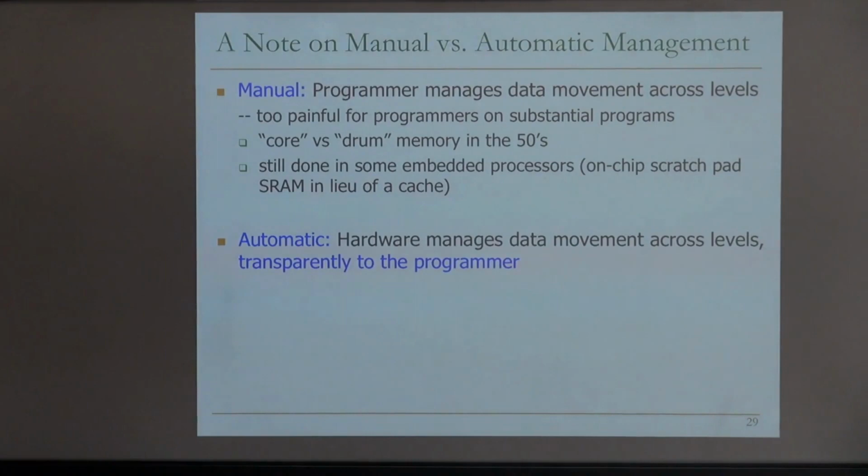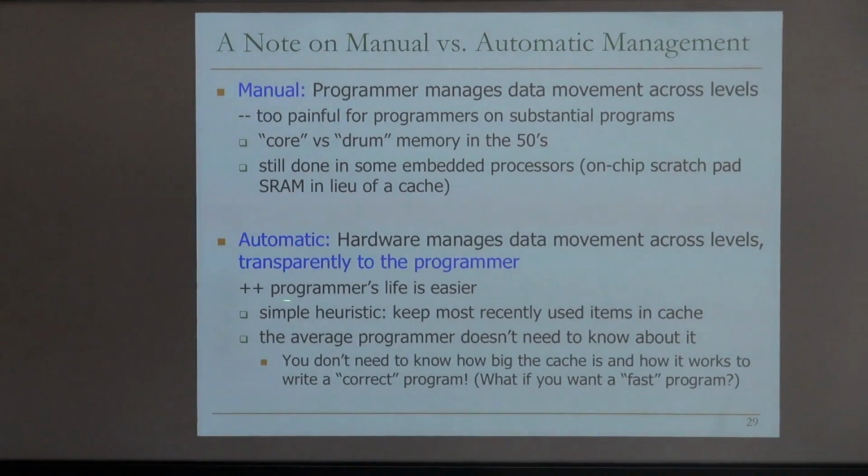Automatic management, of course, this is the classic microarchitecture-programmer trade-off again. The hardware manages the data movement across the levels transparently to the programmer such that the programmer doesn't need to do anything, right? Clearly, the programmer's life is easier, and usually simple heuristics work, but people find out very quickly that they don't work very well. For example, keeping the most recently used items in the cache, called the LRU, least recently used policy, is a very commonly used policy. It's good, but not good enough. There are many workloads that don't follow that pattern, for example.